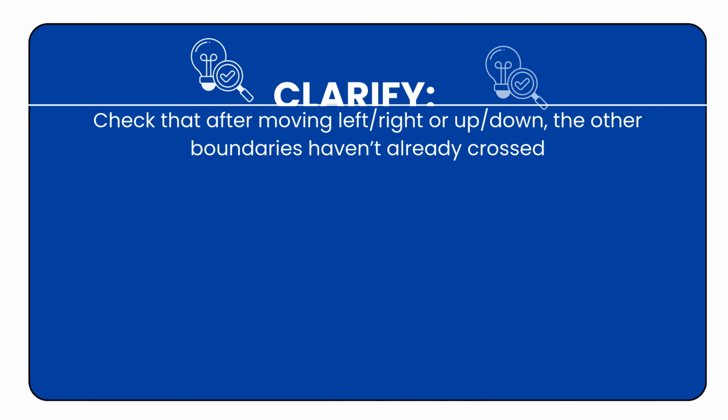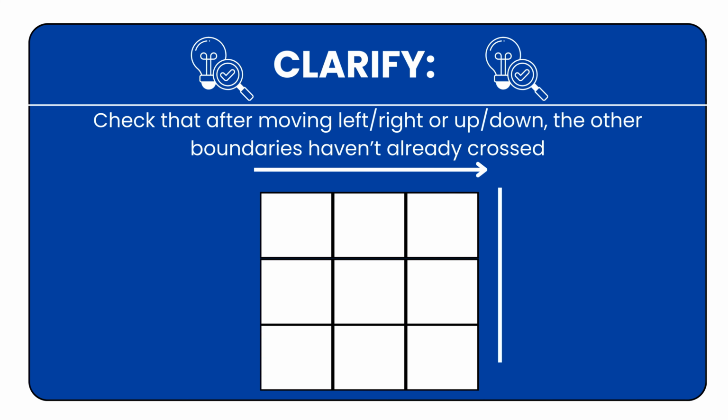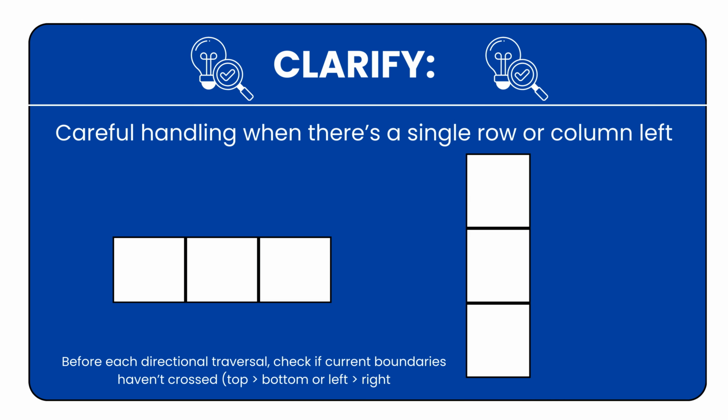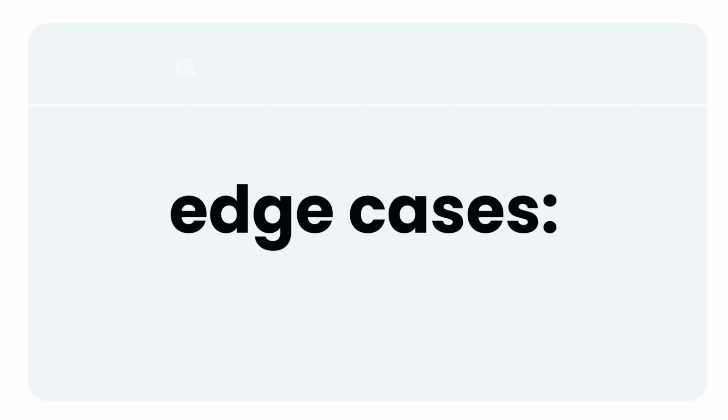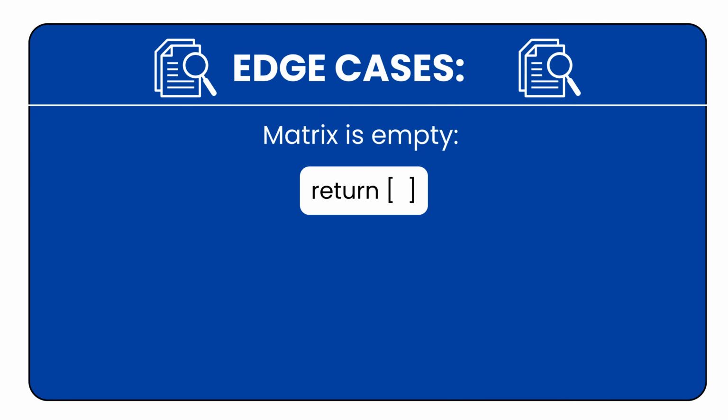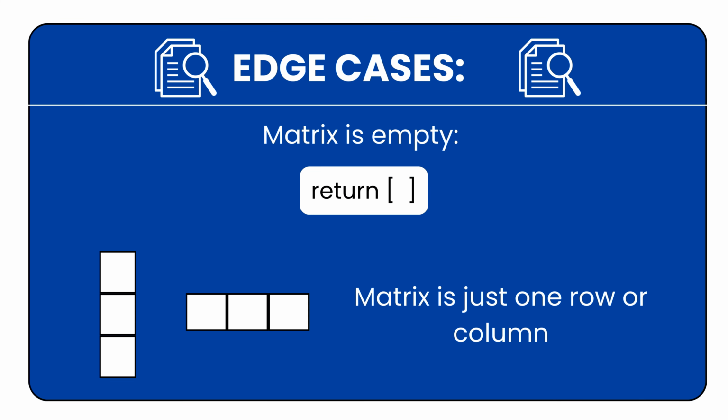Check that after moving left/right or up/down, the other boundaries haven't already crossed. Be careful when there's a single row or column left. Edge cases: if the matrix is empty, return. The matrix may also be just one row or column.